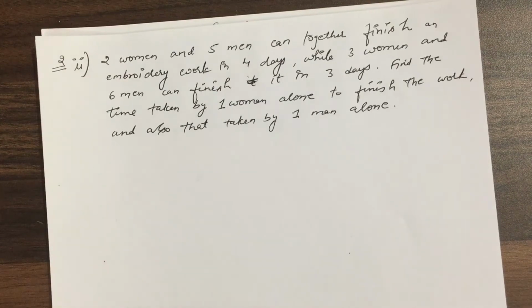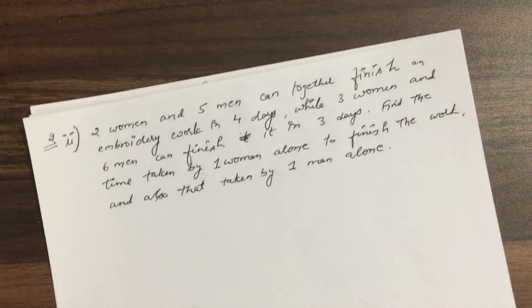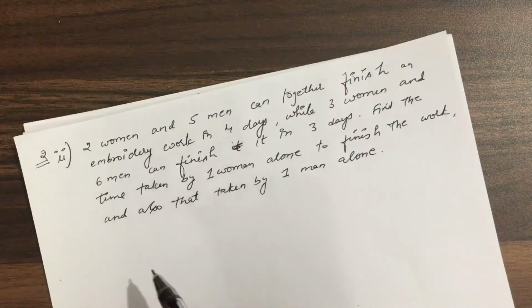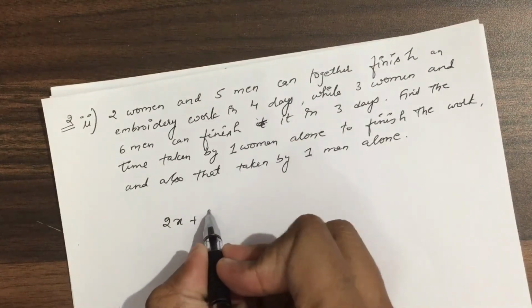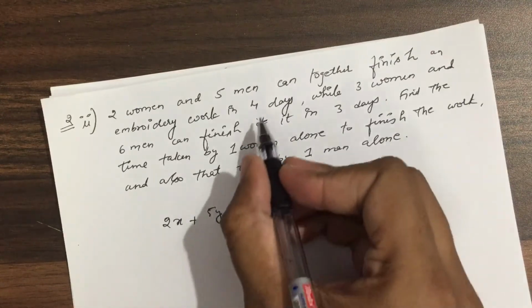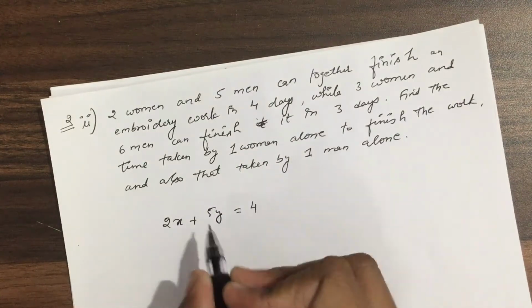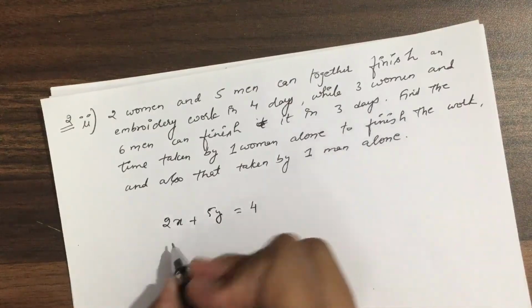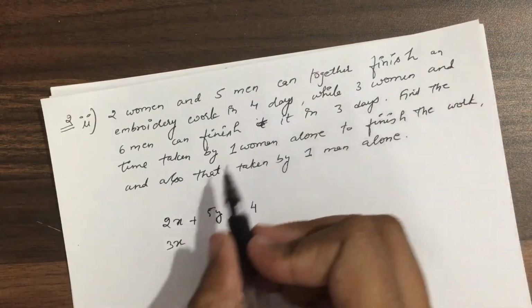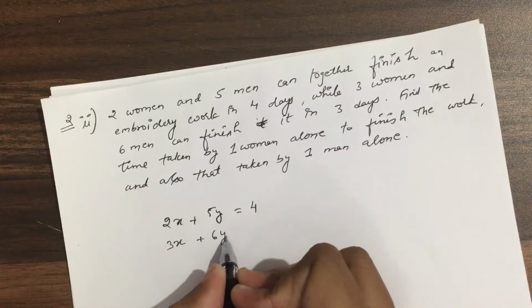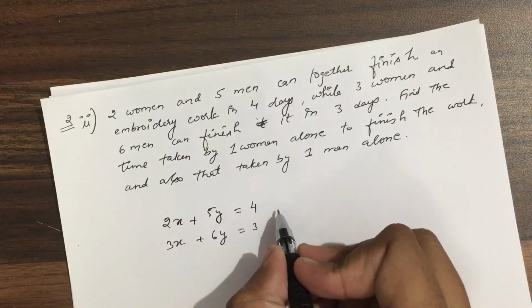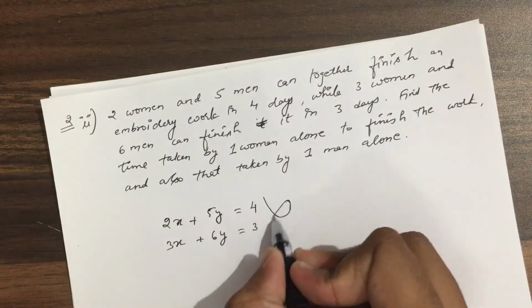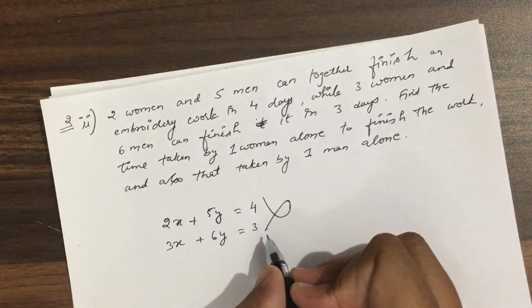Generally, if someone gives you this question, first of all, what you will do, you can directly solve it like this. 2 women means 2x plus 5 men means 5y, finish the work in 4 days means equal to 4. And next statement, 3 women means 3x and 6 men means 6y, finish it in 3 days. You might go like this, but this is totally wrong. Okay? Now I will tell you the concept.